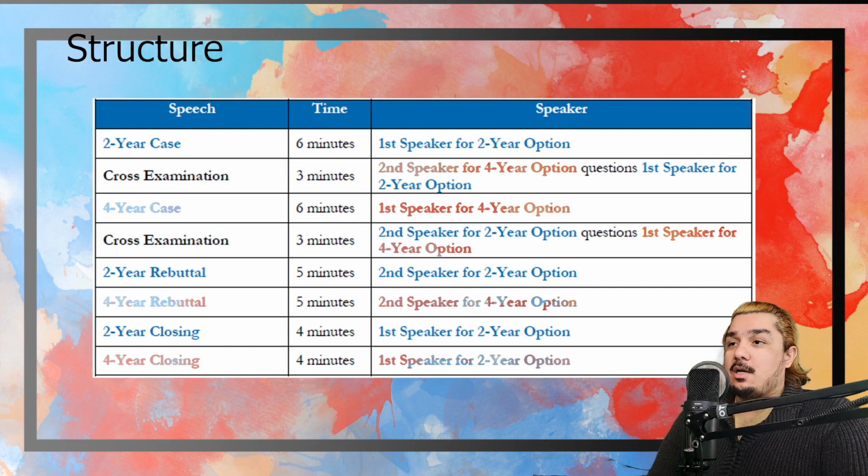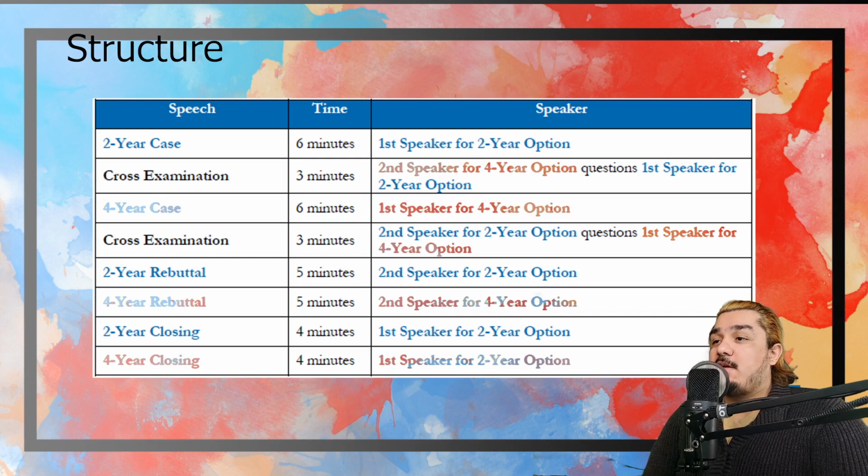The first speaker on each side will give the opening speech and the closing speech. The second speaker from each side will ask questions during the cross-examination period and deliver the rebuttal speeches. While the first speakers will be able to answer questions, they will not have their own cross-examination period to ask questions.